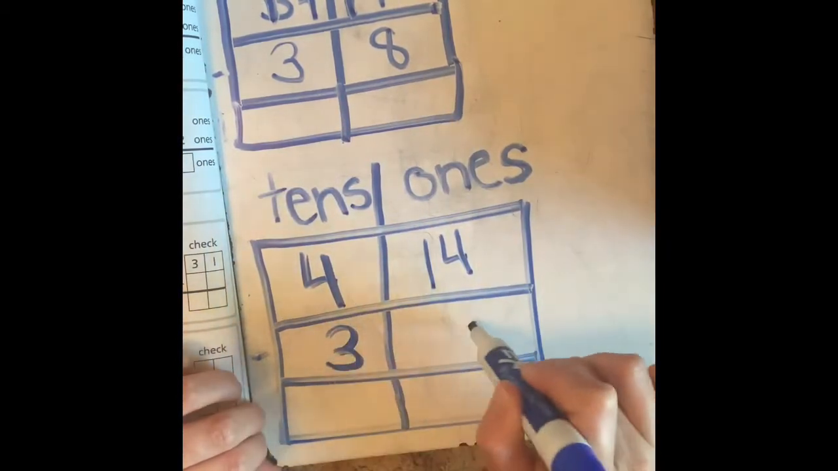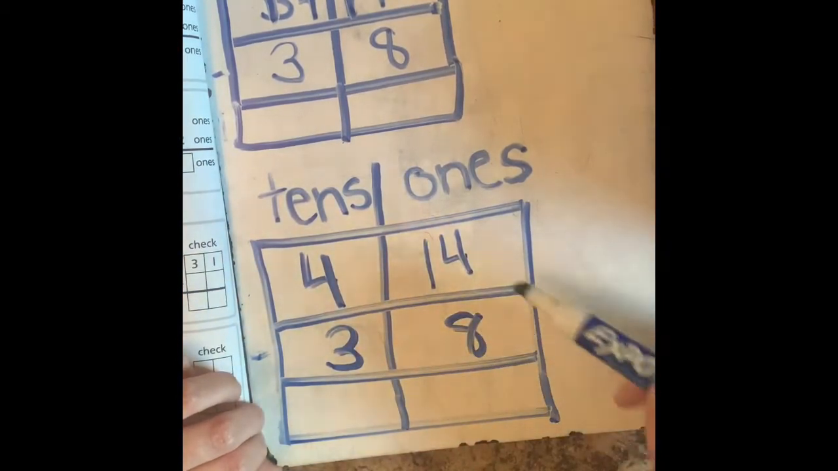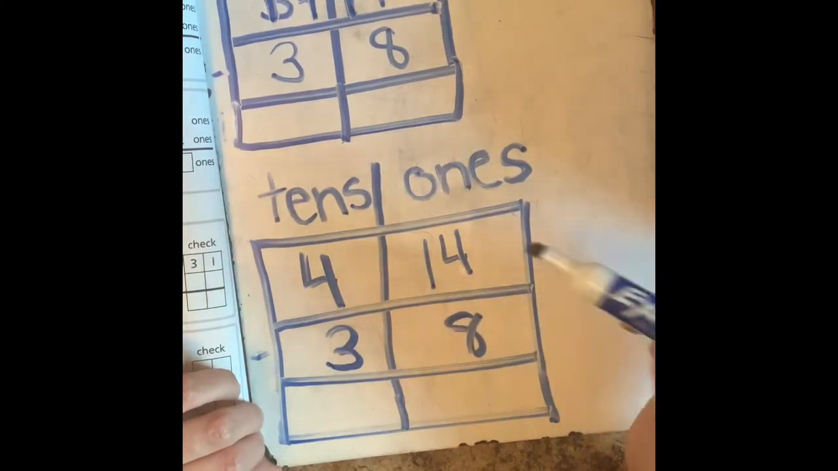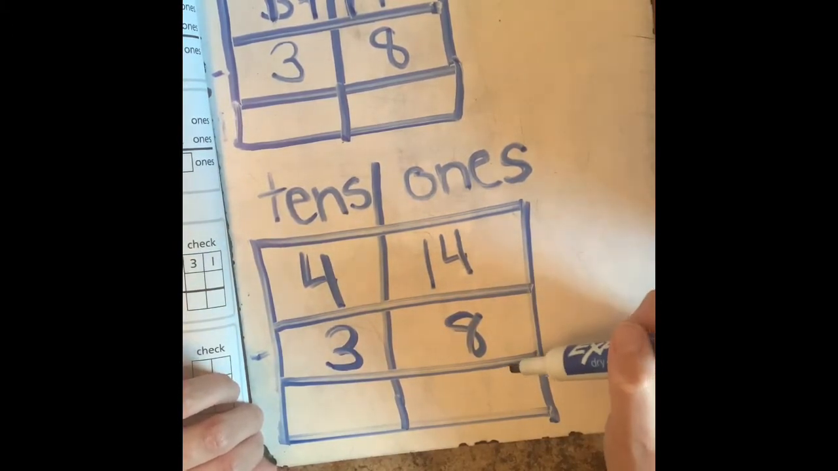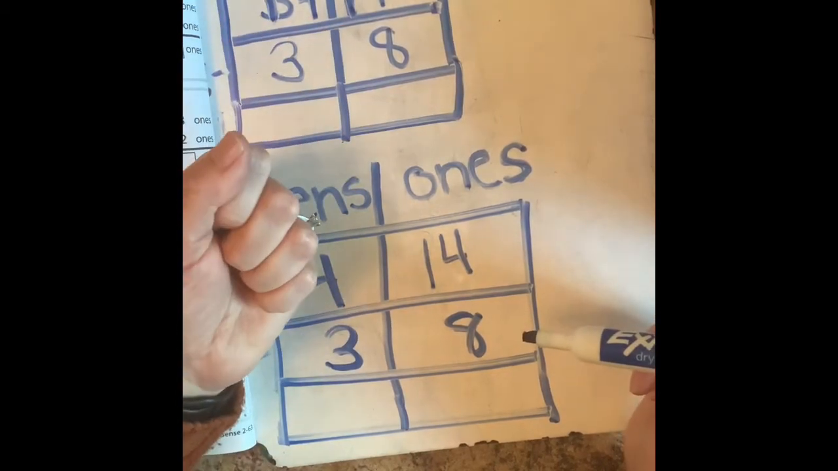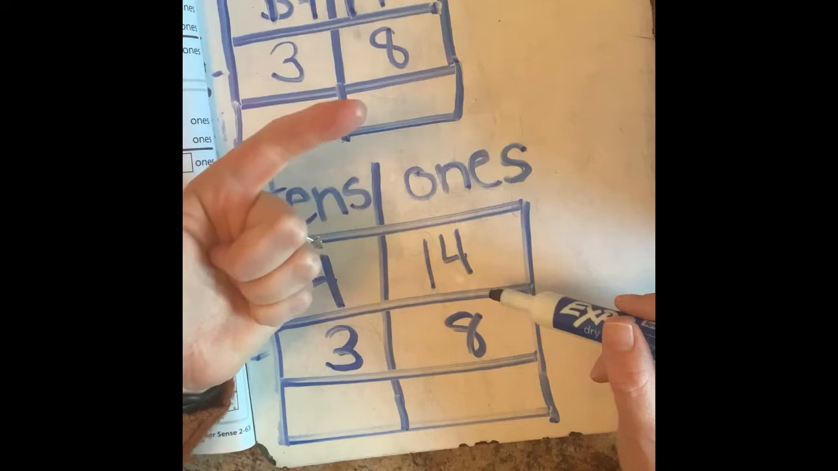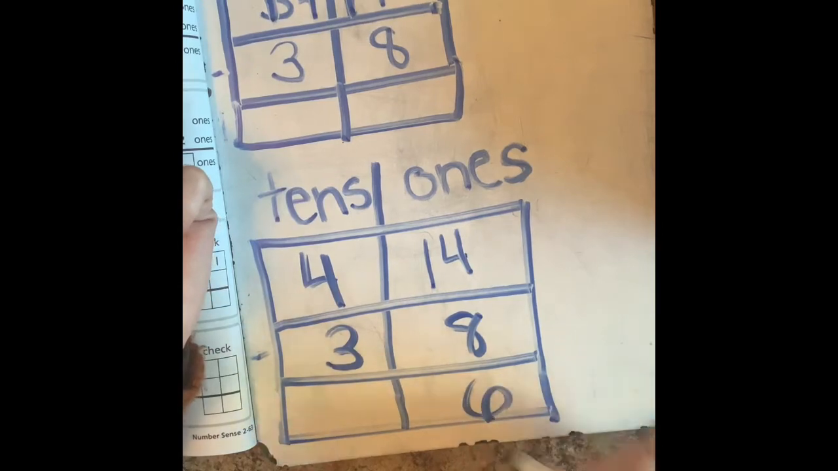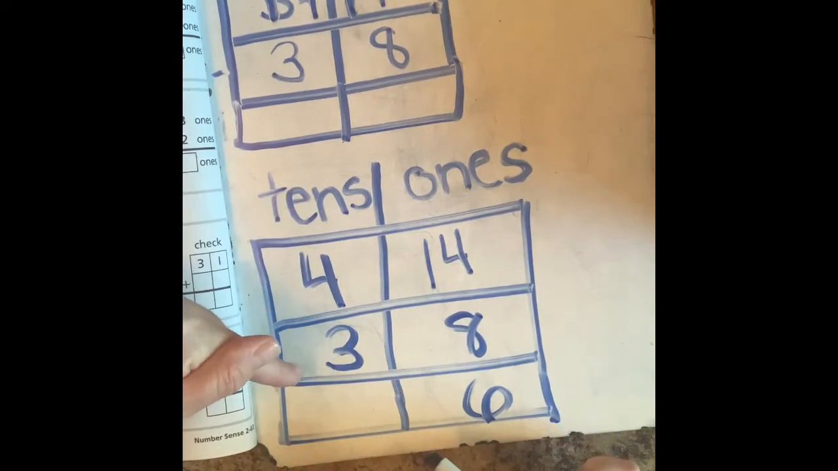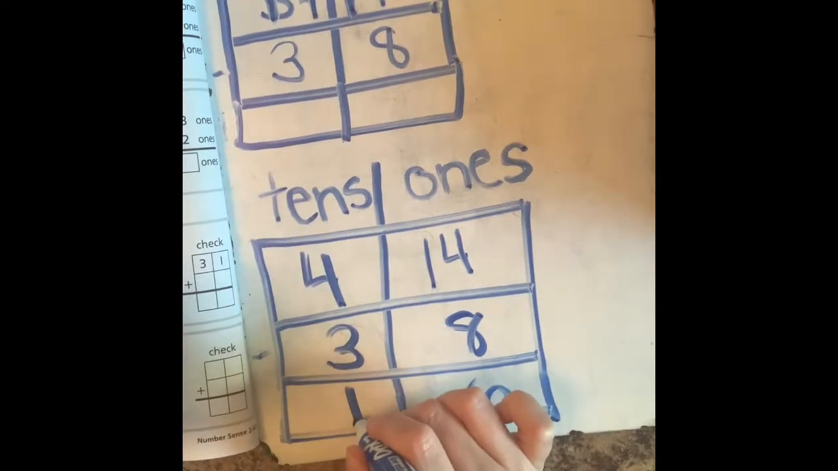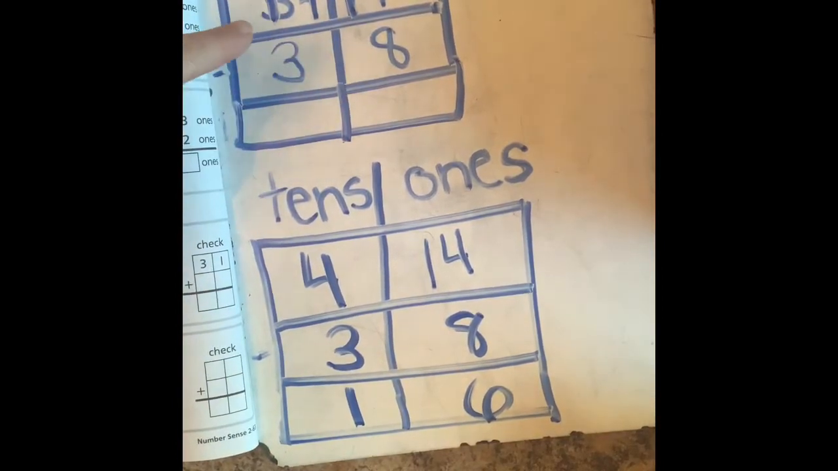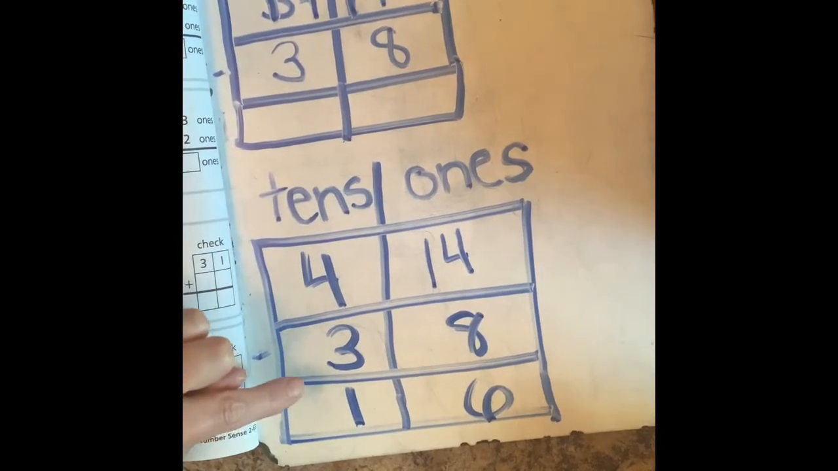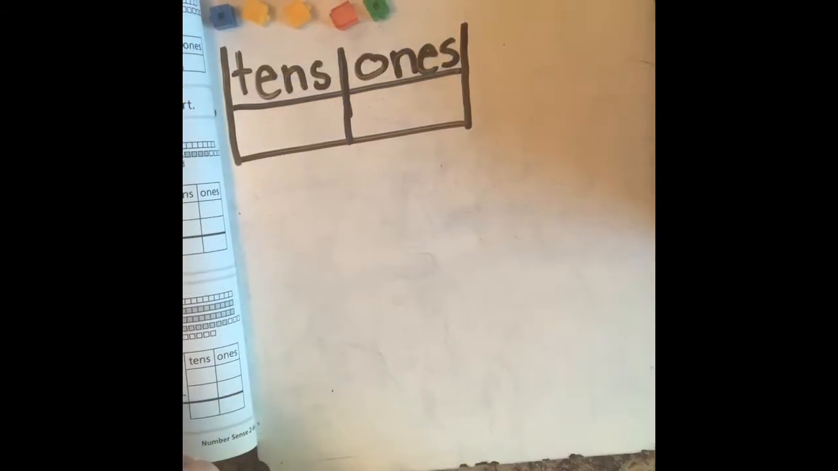And I'm taking away 38. So now I can do this because this is a bigger number than this. So I have 14 and I'm going to take 8 away. So grab 8, count up to 14. 9, 10, 11, 12, 13, 14. So that leaves me 6. And 4 take away 3 leaves me 1. So 54 minus 38 equals 16.